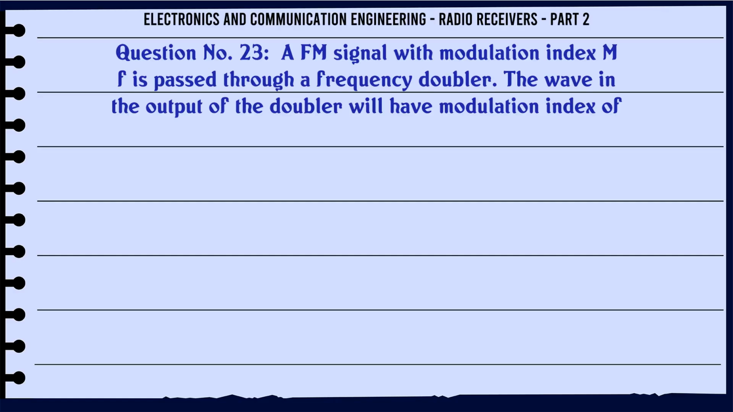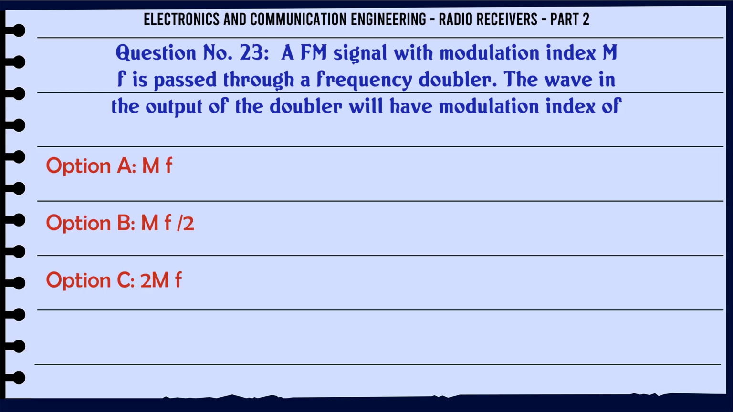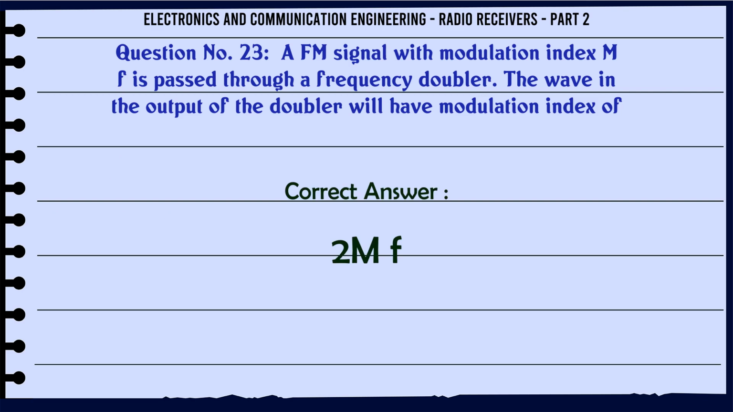An FM signal with modulation index mf is passed through a frequency doubler. The wave at the output of the doubler will have modulation index of: A. mf. B. mf squared. C. 2mf. D. 4mf. The correct answer is 2mf.